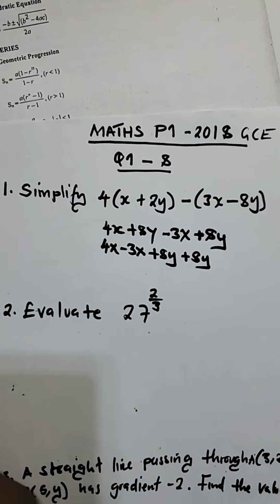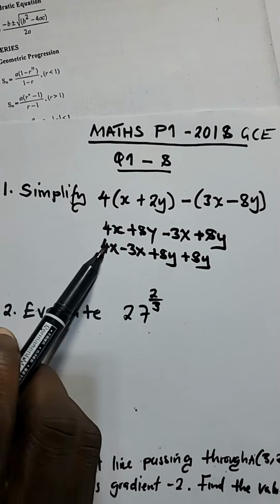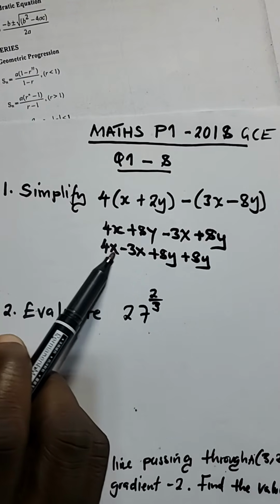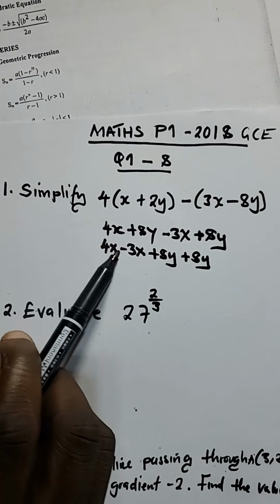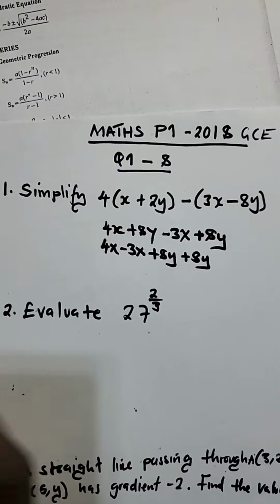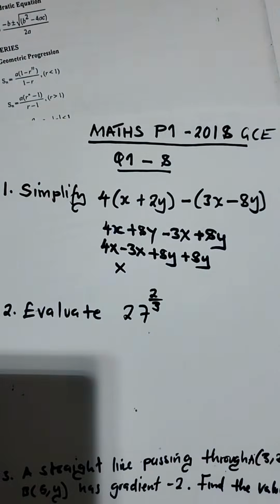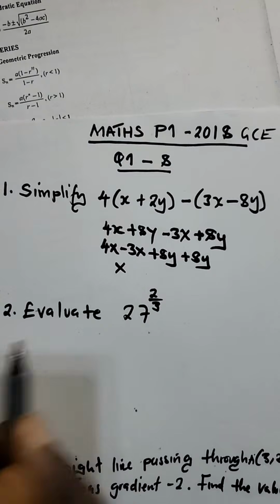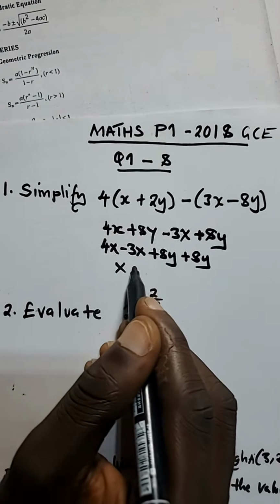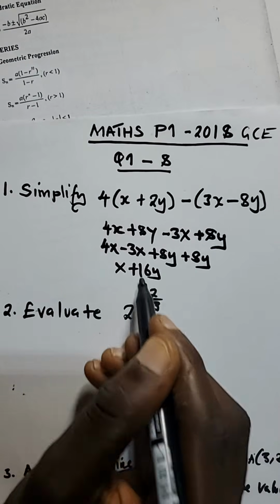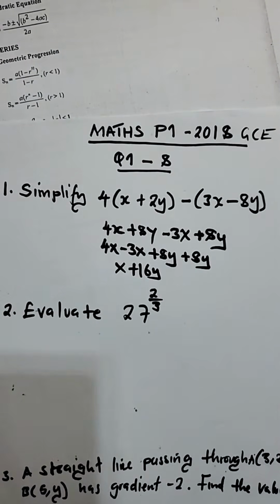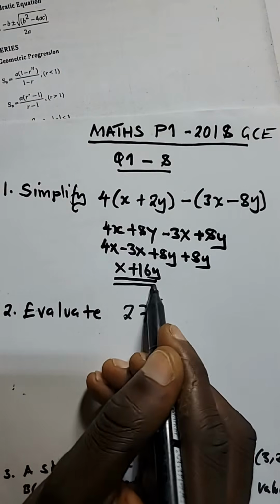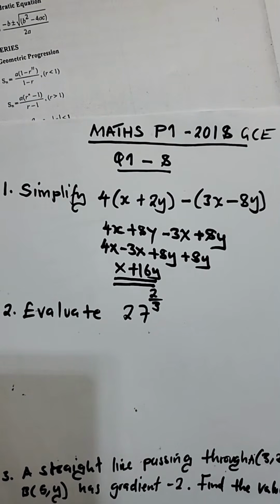Then simply solve. What is 4x minus 3x? Take note, guys, here you only deal with the coefficients when you group them. So this becomes 4 minus 3, which is just 1, and you can't write 1x, you just write x. Then 8 plus 8 is 16, so this will be 16y. Here you can't do anything because these are unlike terms. So this is the answer. 2 marks.